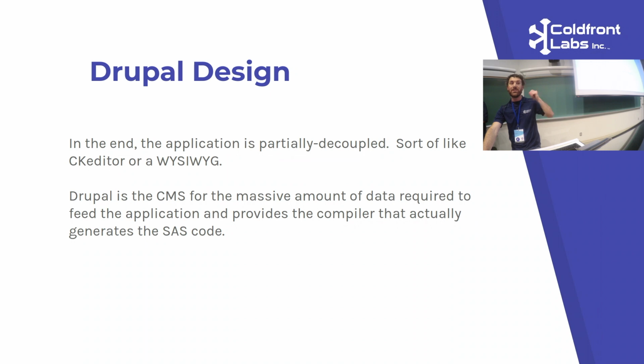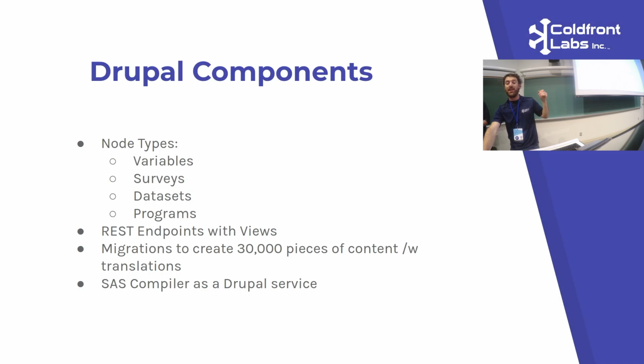The Drupal components, for the most part, are pretty standard. We just have a bunch of content types to store things like variables, surveys, data sets, and programs. The REST endpoints are all done with views, using the standard REST system. To bring in the content, we use migrations. There's a lot more than 30,000 now. To migrate in all the different pieces of content, it's standard migrate.